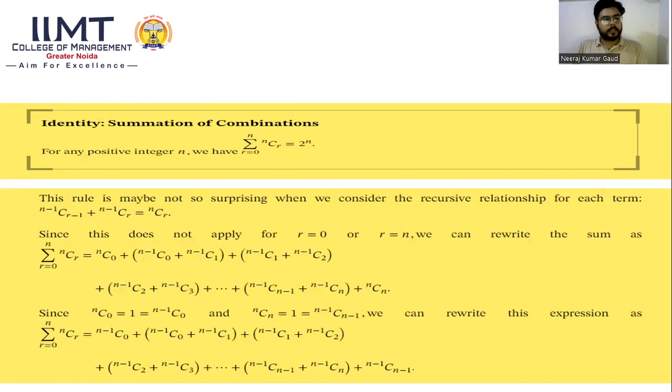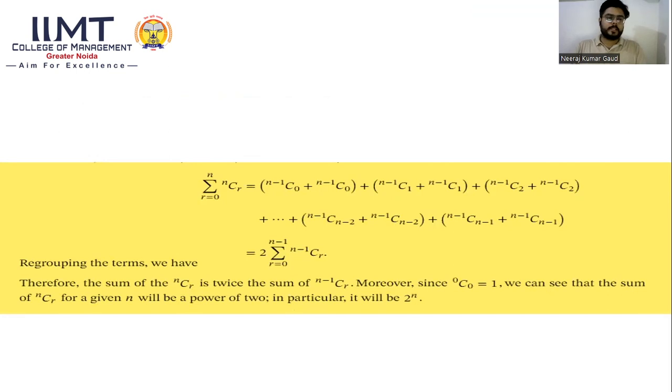Since nC0 is 1, (n−1)C0 is also 1, and nCn and (n−1)C(n−1) are also 1, we can rewrite this expression as the summation of nCr, which is (n−1)C0 plus (n−1)C0 plus (n−1)C1 plus (n−1)C1 plus (n−1)C2 plus (n−1)C2 and so on, up to (n−1)C(n−1) plus (n−1)C(n−1), which comes out to be twice the summation from r equal to 0 to n−1 of (n−1)Cr.